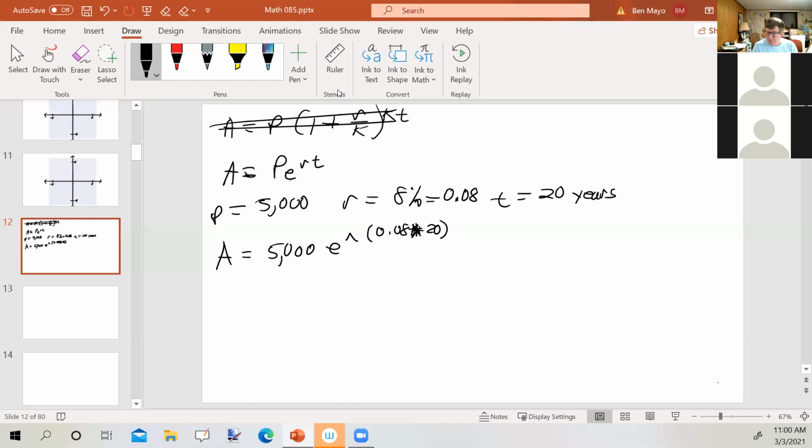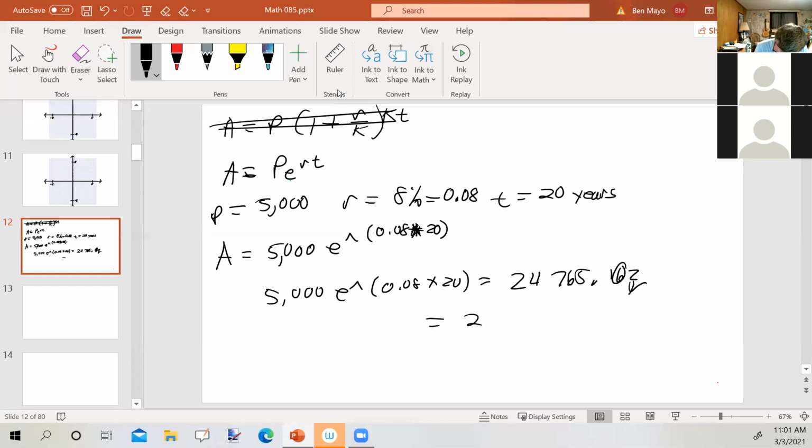Now I can put this all into my calculator just like it is, or I can predetermine 0.08 times 20 and use that as my exponent. I'm just going to leave it as it is. So on my calculator, 5,000, then I've got to go second ln, which gives me e to the power. And then inside 0.08 times 20, close it up, equals, and I get 24765 point, and it said to the nearest hundredth, 162. So the 2 would round down, so we get 24765.16.